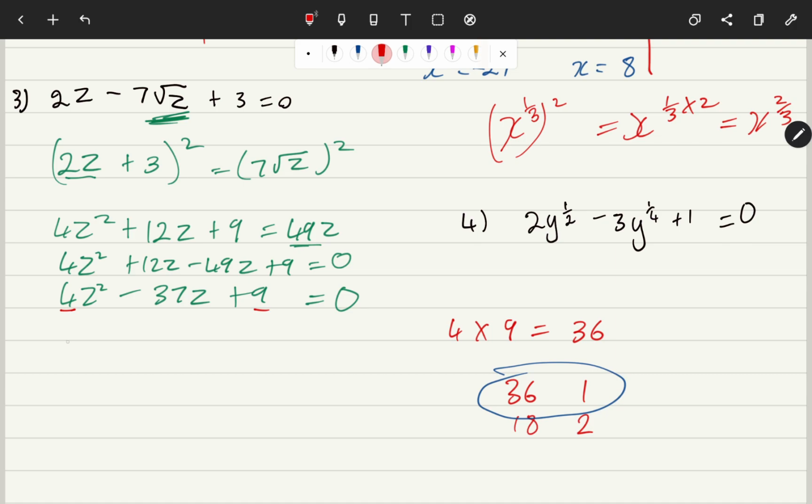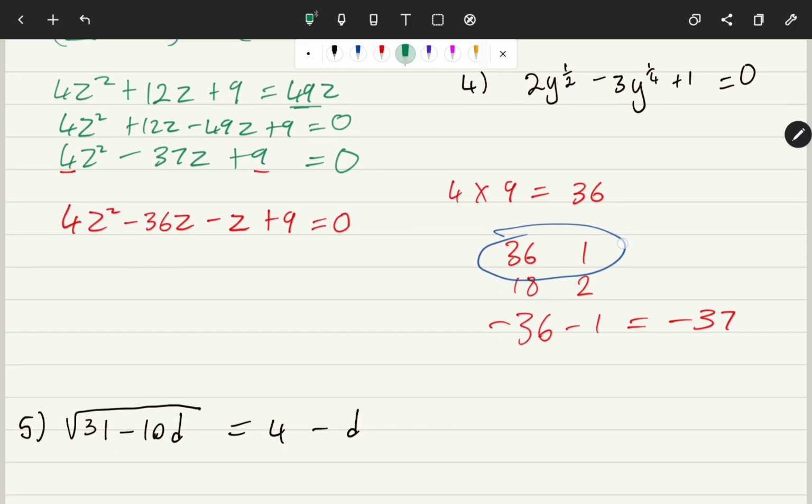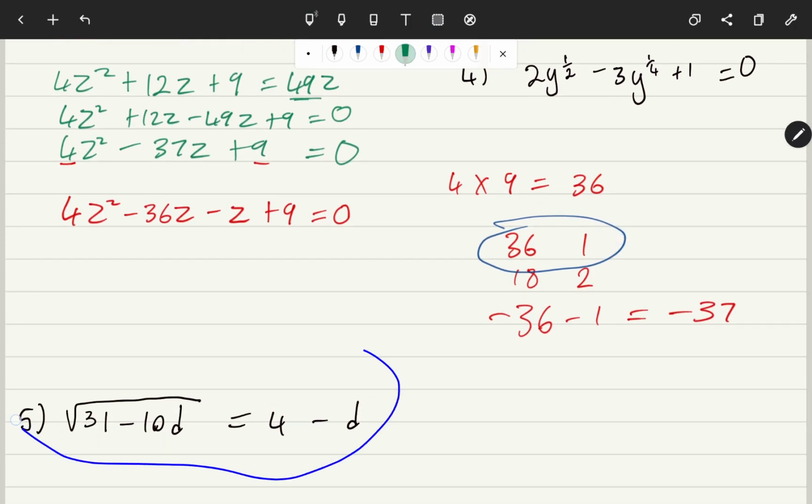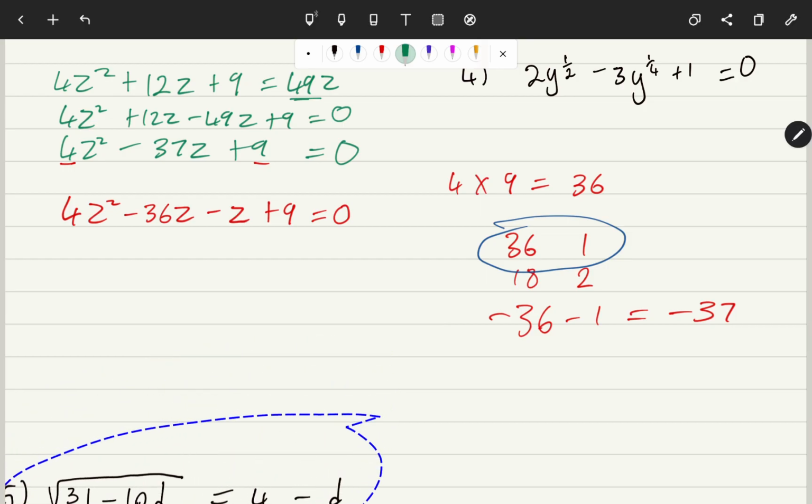So what can I do? I can say I have 4z squared. Now what do I have? Let's say I have minus 36z minus z, right? So if I have negative 36 minus 1, the answer is minus 37. That's why right here I just have minus 36z minus z. They are all going to give me my middle number. So I did not change anything in this problem, and I have to push this one down.